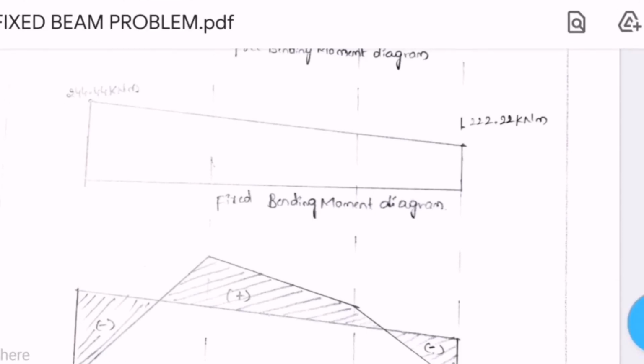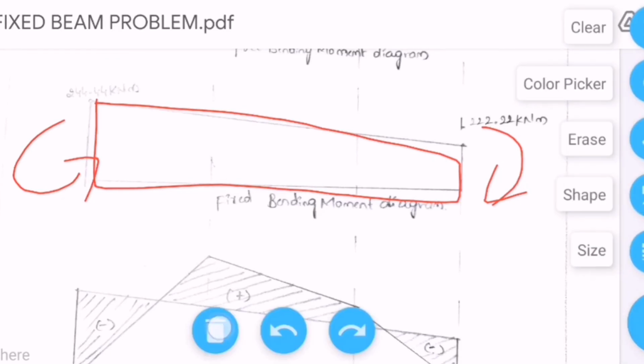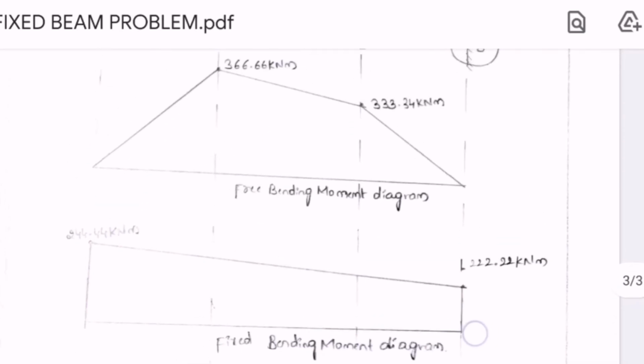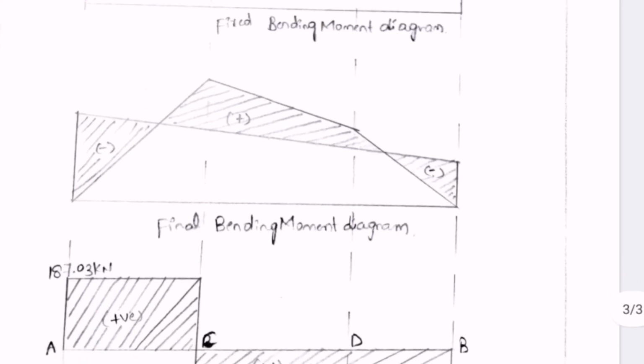Next we go for the fixed bending moment diagram, which we draw using the fixed end moments. Irrespective of sign, we have a negative sign here and a positive sign here, but we have to take the magnitudes and draw the fixed end moment diagram. In the starting we found these values 222 and 244, and we have to merge this diagram and this one and draw the final bending moment diagram here.